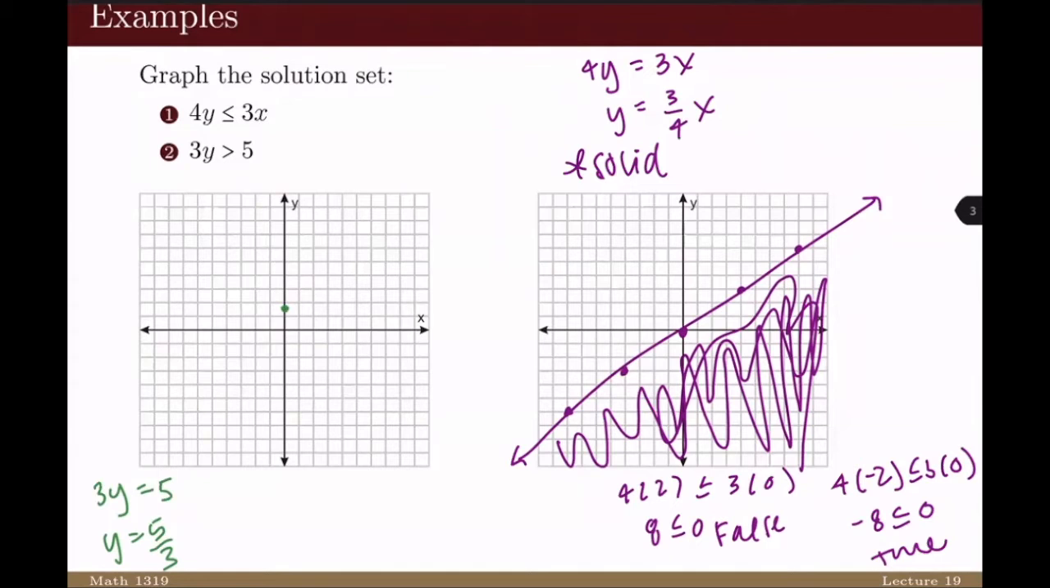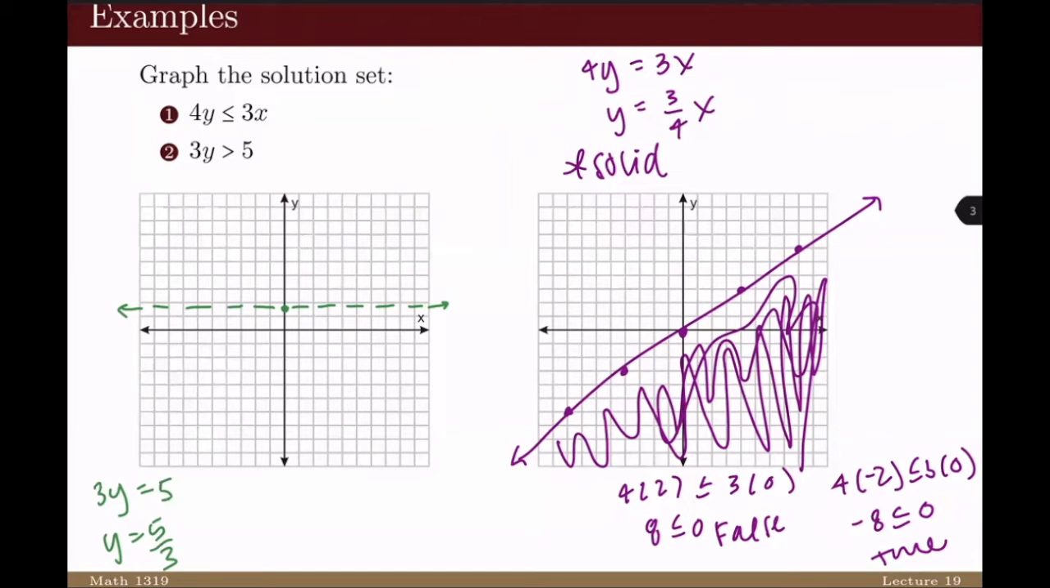And then I'm strictly less than, so that means I'm going to do a dotted line. And remember, whenever we have an equation that's y equals, we have a horizontal line. When it's x equals, it's vertical. So we've got this dotted horizontal line at 5/3. We want to figure out where y is less than 5/3, where 3y is bigger than 5 and where it's less than 5.